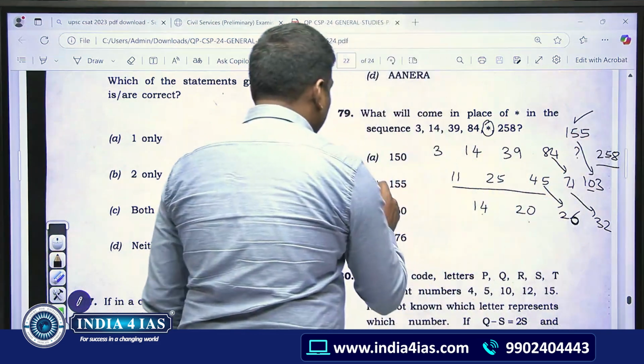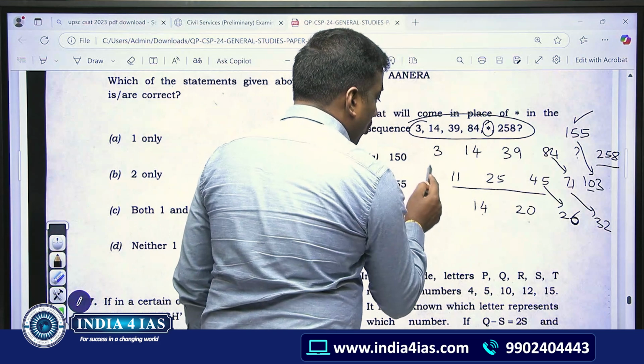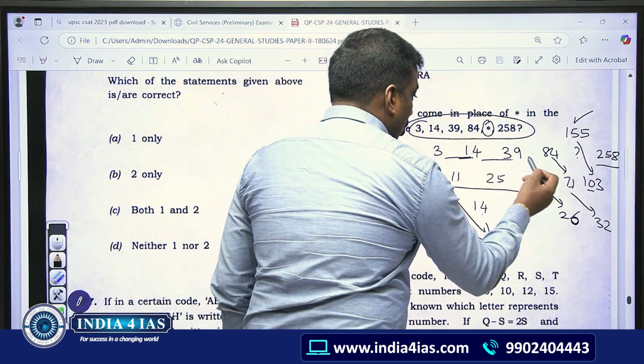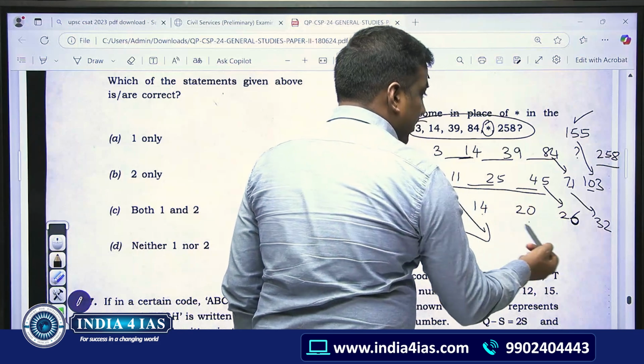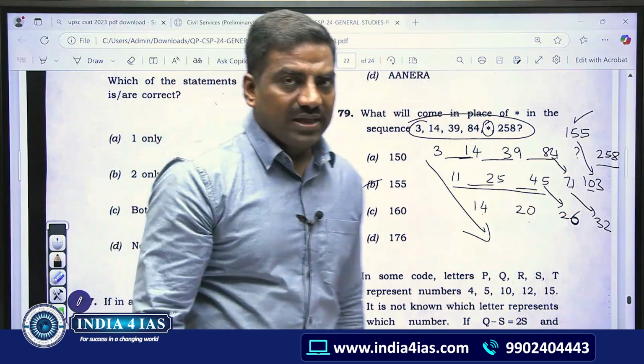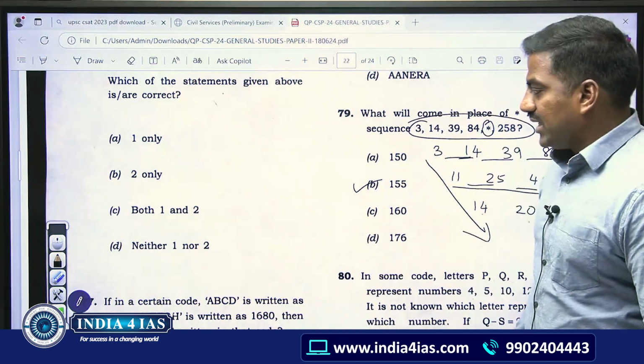This is 155. So in such questions, if you go for number of iterations, what is that? You have to take the difference between two consecutive elements. In 2 or 3 iterations, you have to get the answer. Otherwise, you have to think of multiplying something, or you have to think of other logic in such cases.